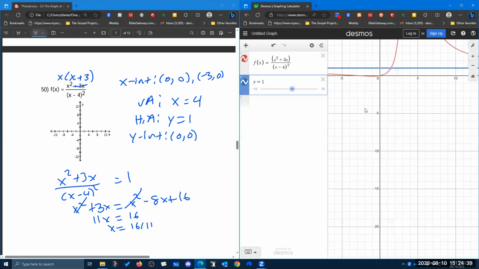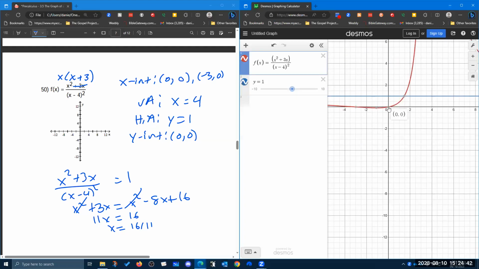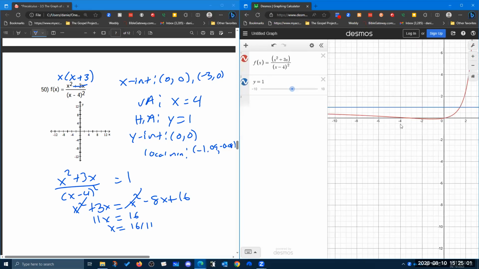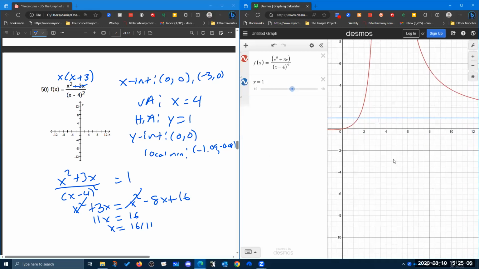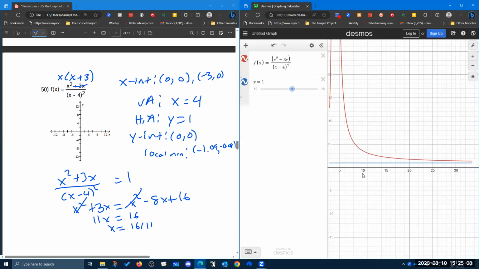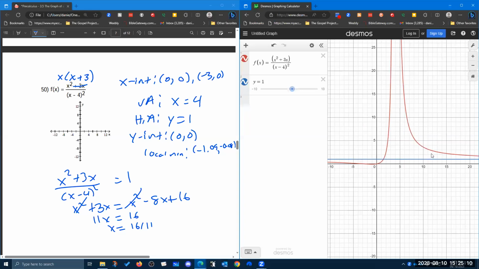I'm going to have a local minimum somewhere right down here. Local min at -1.09, -0.08. It's going to cross the x-axis again and keep coming towards this asymptote. And there's going to be no local extrema on this one because it's always decreasing.